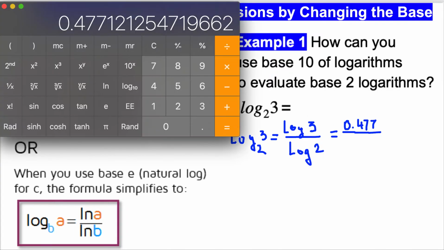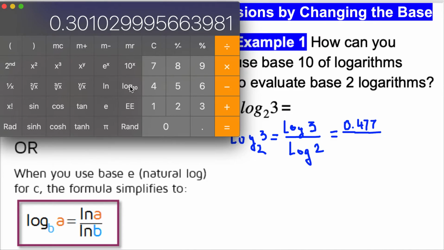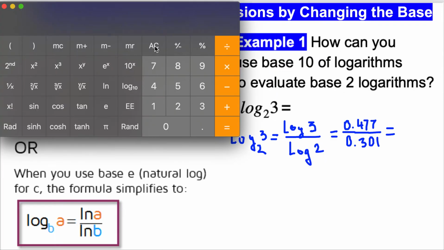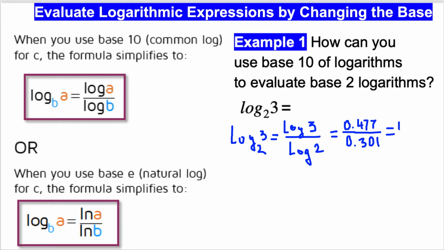And now we are going to use this log 2. Common log of 2 is 0.301. And let's see what we get. Now we are calculating everything: 0.477 divided by 0.301, and the result is 1.58.